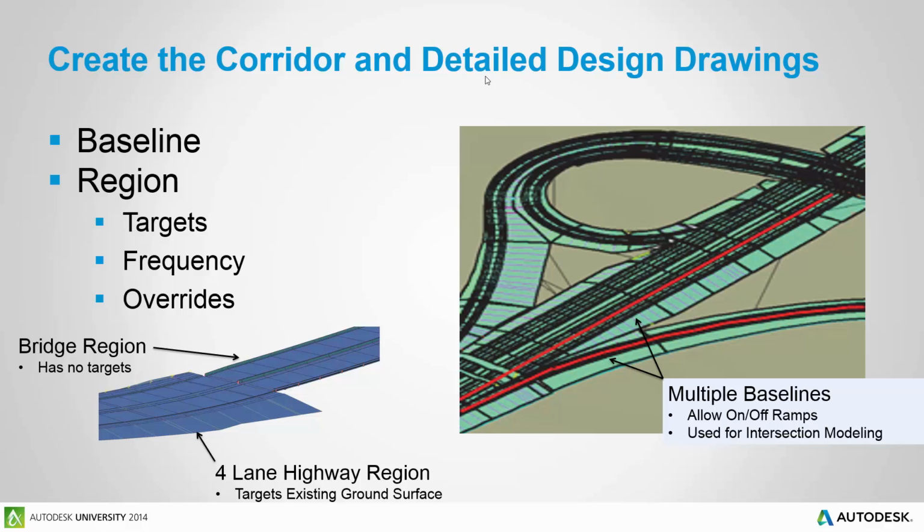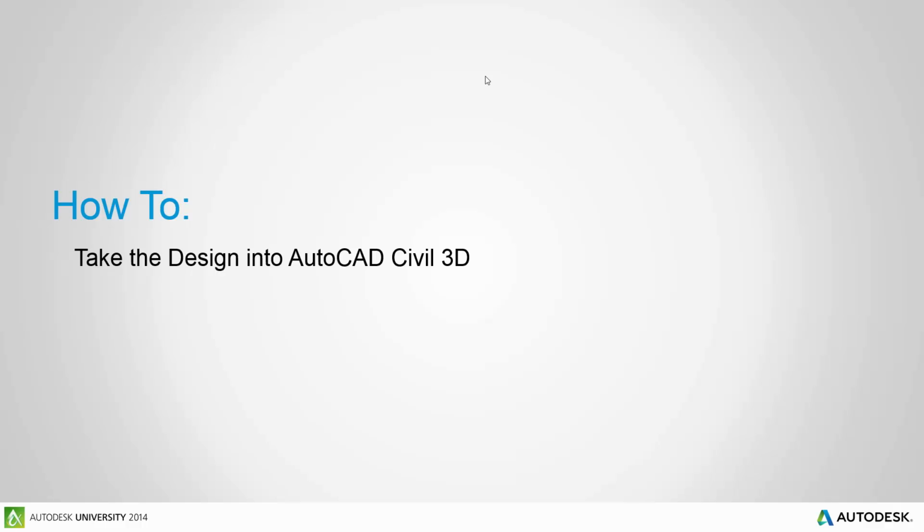Then, when you round trip the model back to InfraWorks, you'll be able to show stakeholders what the design really looks like, even if you've made changes to the detailed design. That way it makes it much easier for the general public to understand what the design will look like when you're done. So let's actually take the design into Civil 3D at this point.